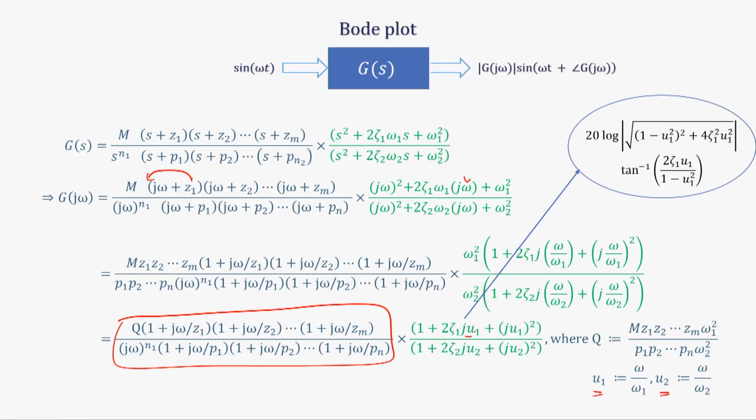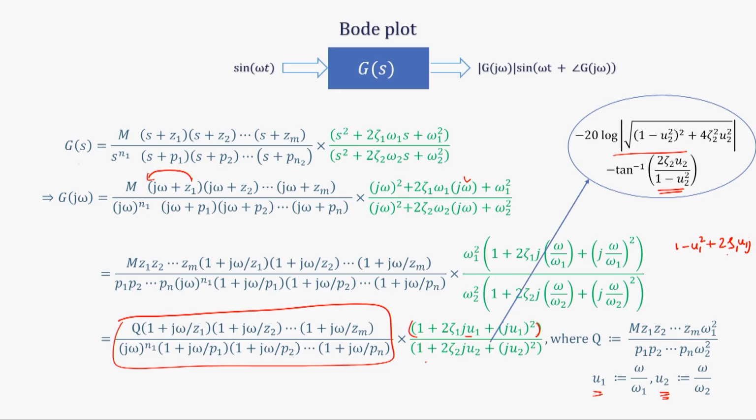Now, here this u1 is this and u2 is this. This is the so called normalized frequency. So, now from here you can see for this term the magnitude will come out to be this. This is straightforward, the magnitude would be this and the phase would be this, right, because this is nothing but 1 minus u1 square plus 2 zeta 1 u1 j. So, you can easily write down the magnitude and the phase. Similarly, for the bottom part this will be the phase and magnitude.